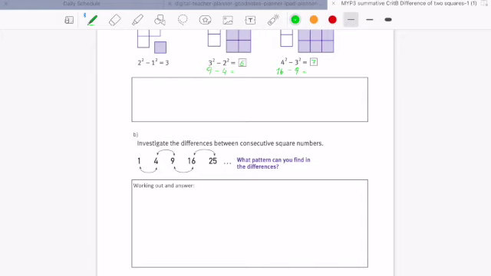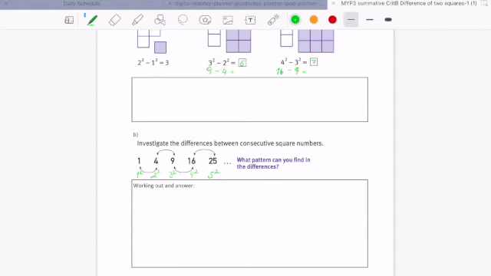So 1 is 1 squared, so it's 1 to the power of 2. 4 is the same as 2 to the power of 2. 9 is the same as 3 to the power of 2. 16 is the same as 4 squared. And 25 is the same as 5 squared. So you should be able to memorize those first, I would say, up to 10 square numbers. So 1 squared, 2 squared, 3 squared, 4 squared, 5 squared, up to 10 at least, usually actually up to 12, but that's fine.